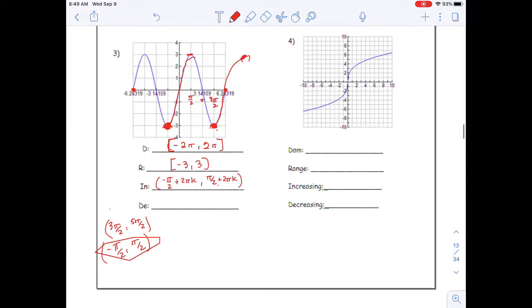For the decreasing part, it decreases from pi over 2 to 3 pi over 2. And once again, that's going to repeat itself every 2 pi. So we just put plus 2 pi k and plus 2 pi k. Well, that's usually a fairly difficult thing for kids to handle, so you might have to chew on that a little bit. The next problem looks like one we already had before, if I recall, so I'm going to skip that one.